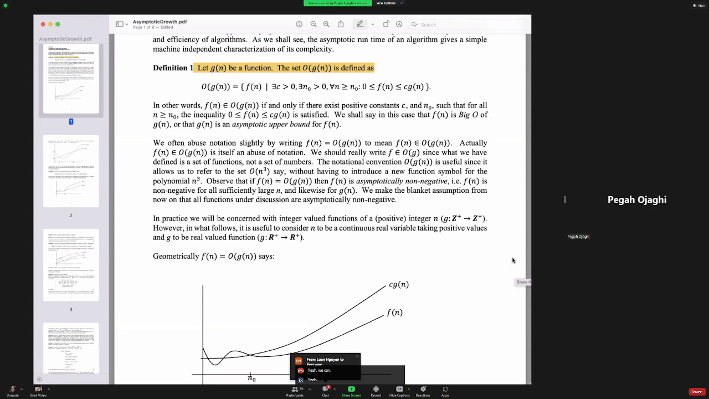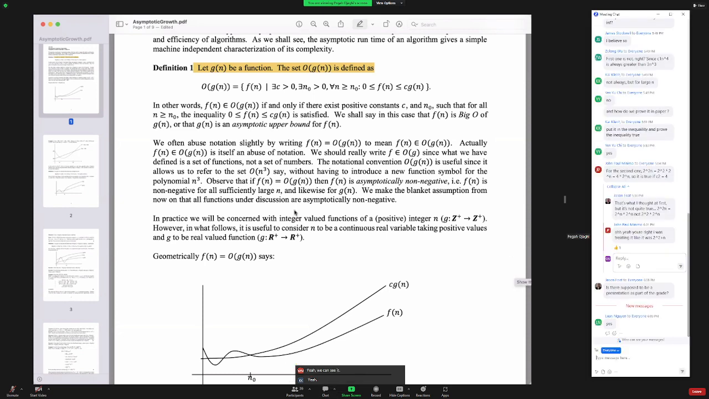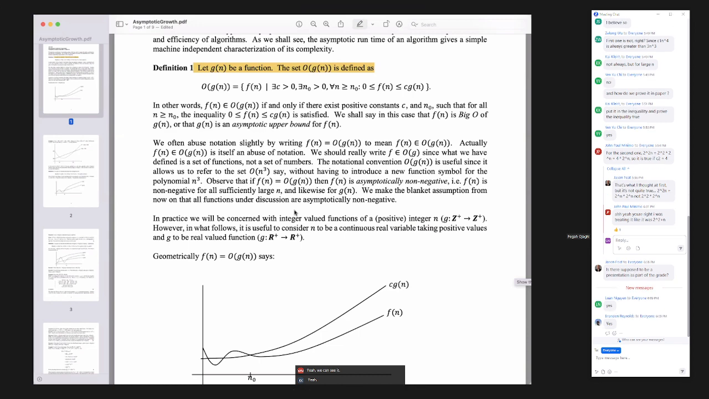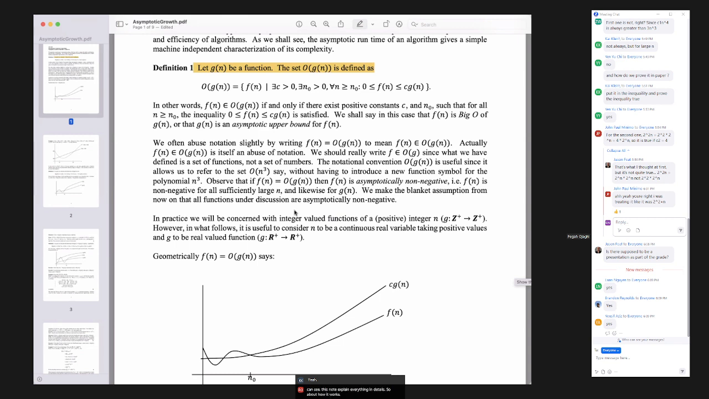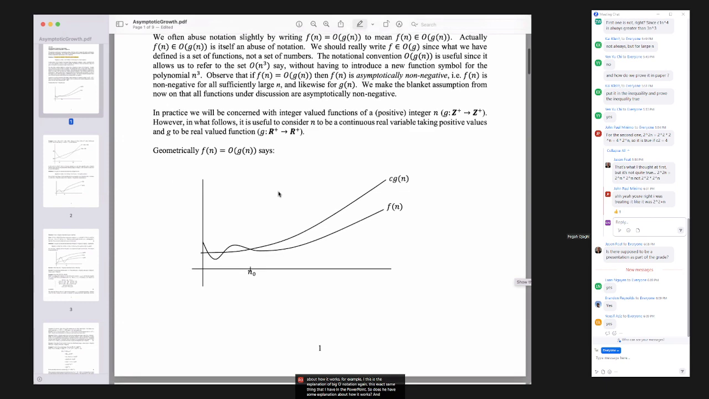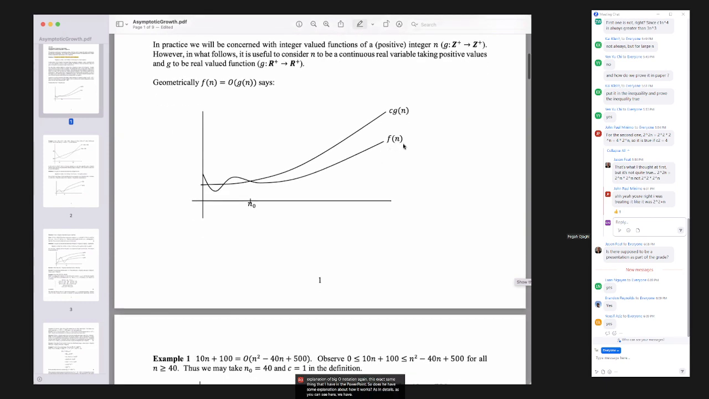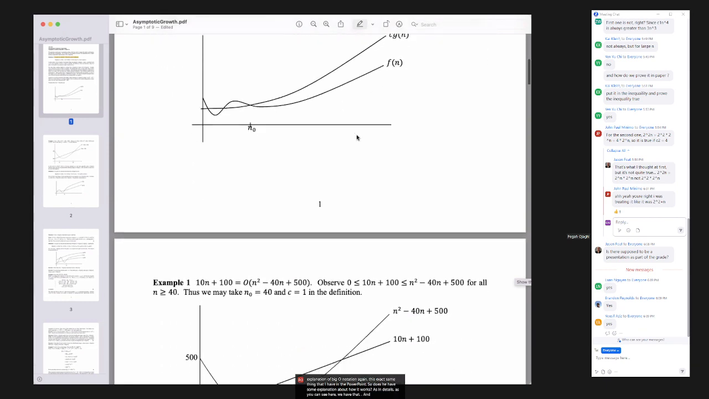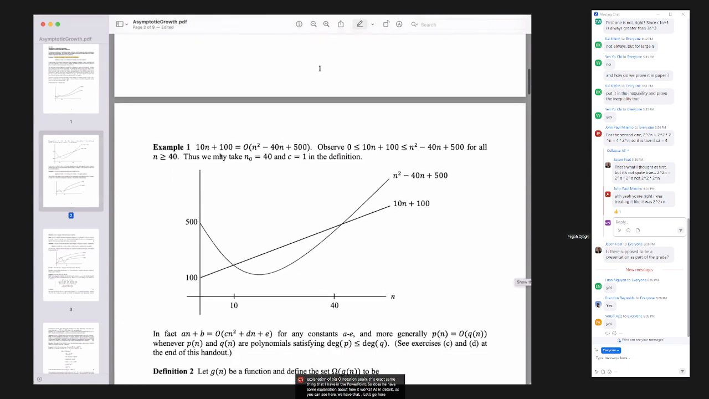So I'm going to post this note when we finish about big O notation. As you can see, this note explains everything in detail, about how it works. For example, this is the explanation of big O notation again. It's the exact same thing that I have in the PowerPoint. It has some explanation about how it works in detail. As you can see here, we have f of n and C of g of n. Let's go here. I want to talk about this one.